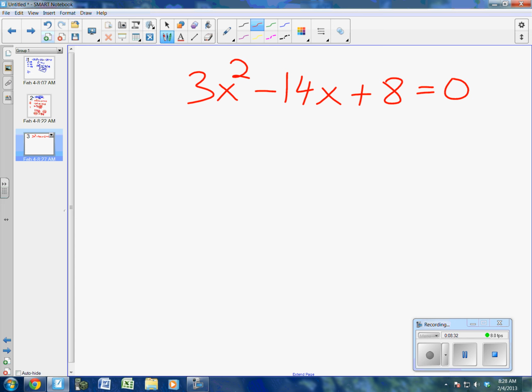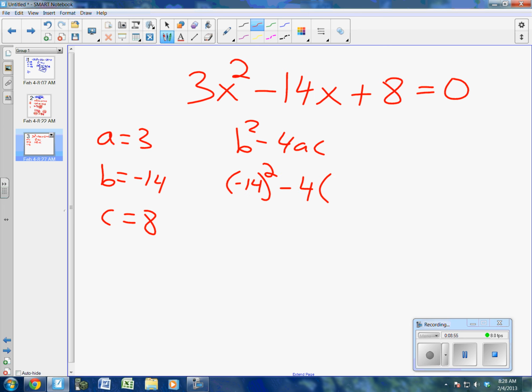All right, you guys. Let's first of all find the discriminant. Everybody find the discriminant. Let's label A, B, and C. What is A? What's B? And what is C? Okay? Let's do B squared minus 4AC. So what are we going to put in for B? Negative 14 squared minus 4 times A is 3 and C is 8. Just type that in your calculator. Make sure you put parentheses around the negative 14. Or you can put it in as positive 14 because once you square it, it's going to be positive anyway, right? What do you guys get?